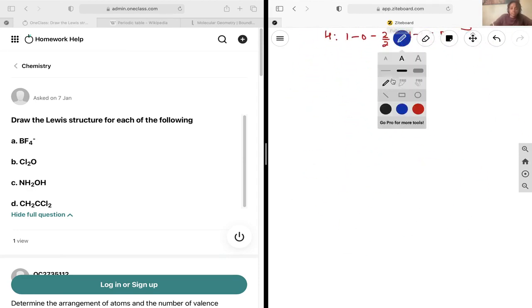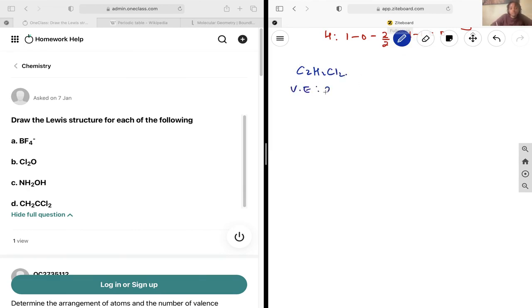And then lastly, we have CH2CCl2. So let's just rewrite that as C2, H2, Cl2. Let's count our valence electrons. We're going to have 2 by 4 plus 2 by 1 plus 2 by 7. That's going to give us 8 plus 2 plus 14, so that is 24 electrons to take care of.